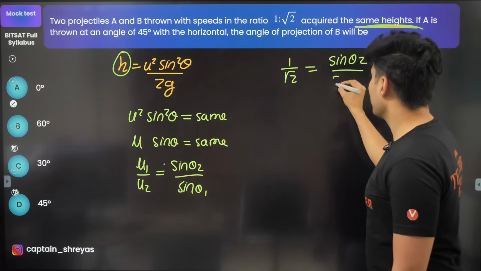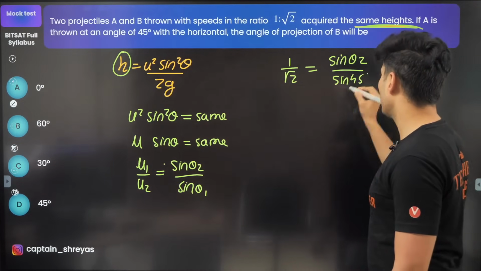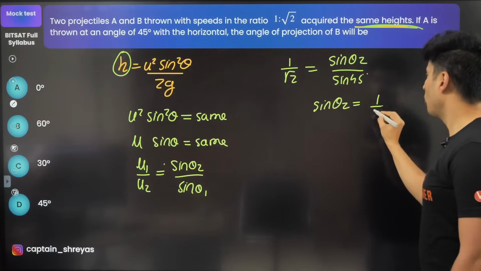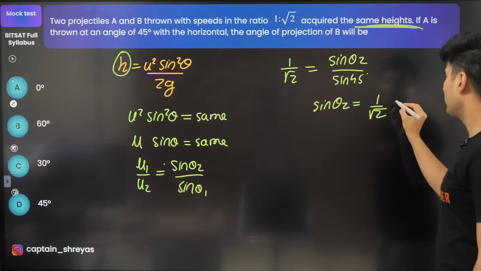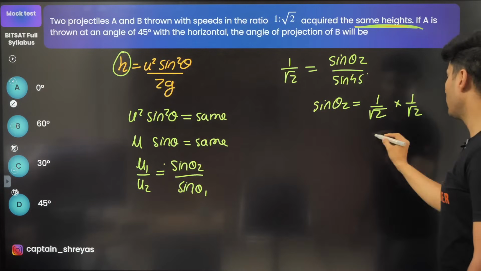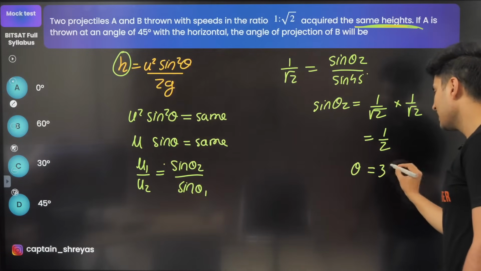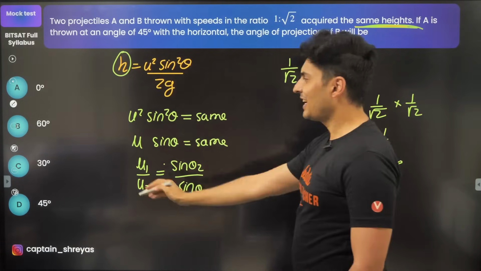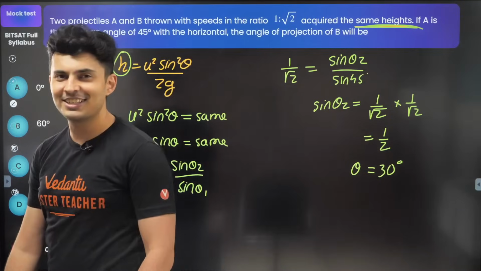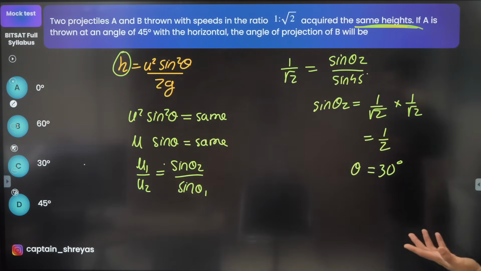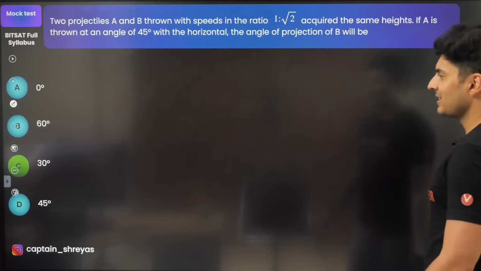Theta 1 is 45, so sine 45 of course is 1 by root 2. So sine theta 2 will be, sine 45 goes there, again it becomes 1 by root 2 times 1 by root 2, so it will become 1 by 2. Obviously sine of 30 is half. Hence the angle should be option C, which is 30 degrees. That's it, done. Brilliant question, right? There you go. Yeah, option C it is.